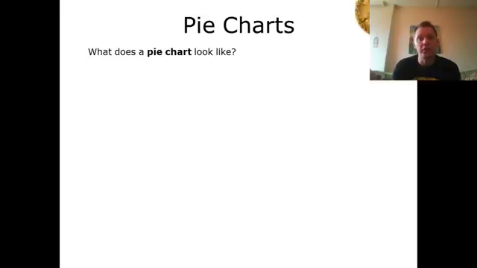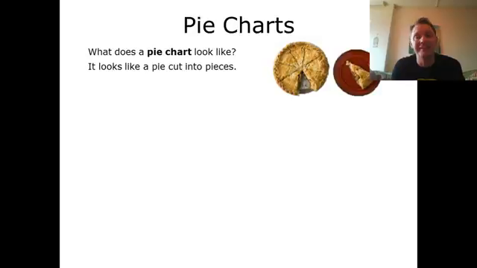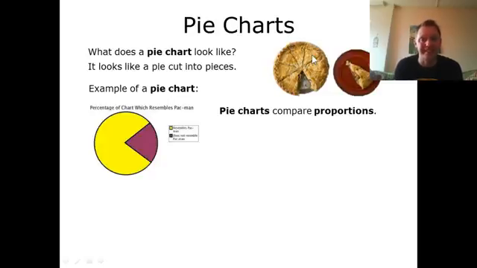So what does a pie chart look like? It looks exactly the way that it sounds. It is pretty much a pie shape where pieces are cut out of it. It's split into different sectors. So an example of the pie chart, we've got an example just here. And a lot of my students say, oh, it looks a tiny bit like Pac-Man, hence why I've used this as an example. Pie charts compare proportions.